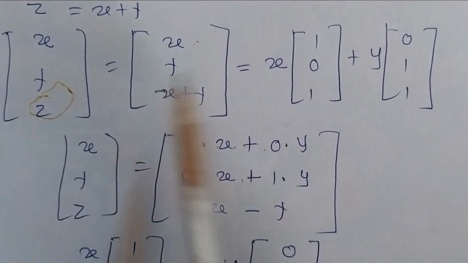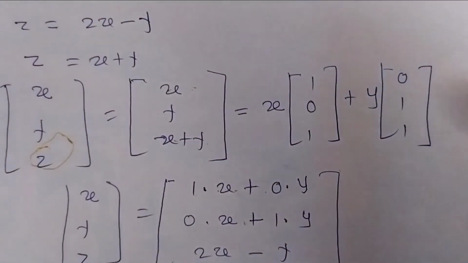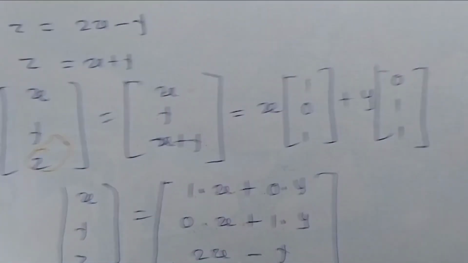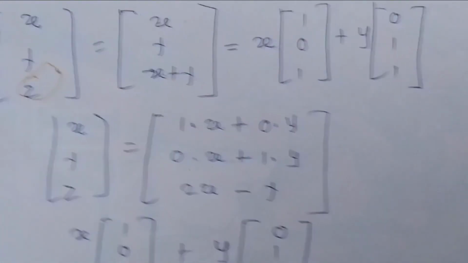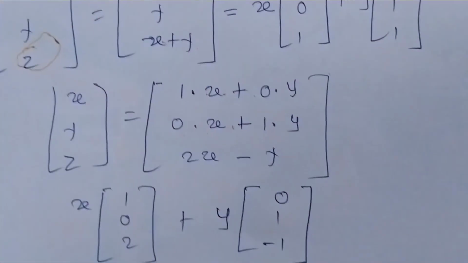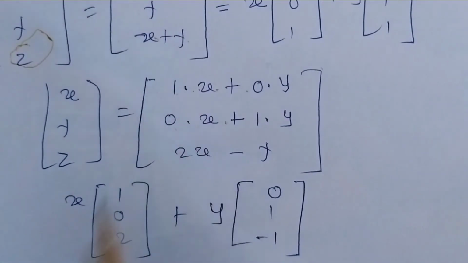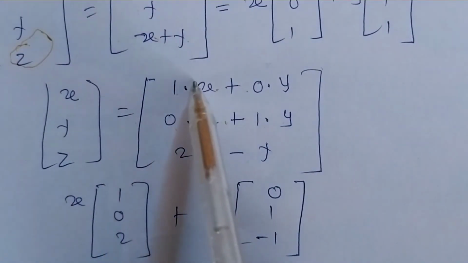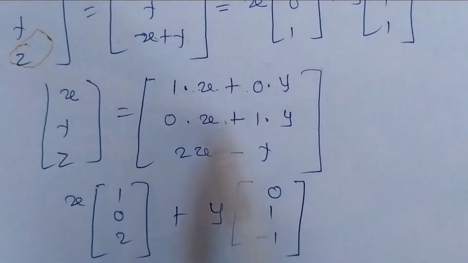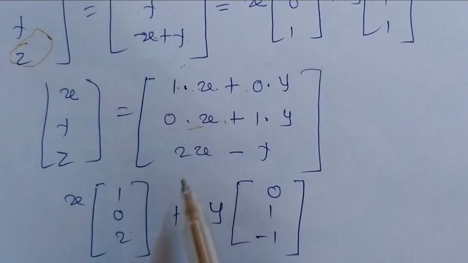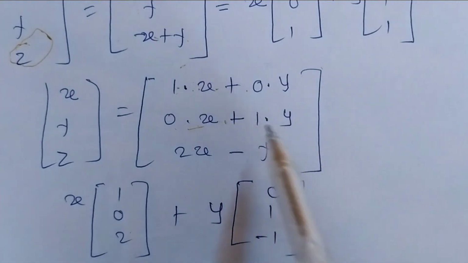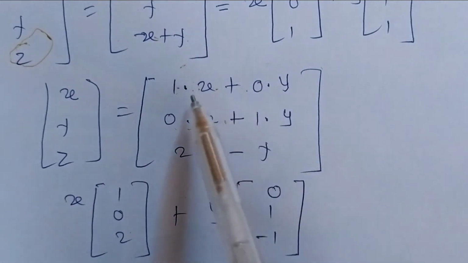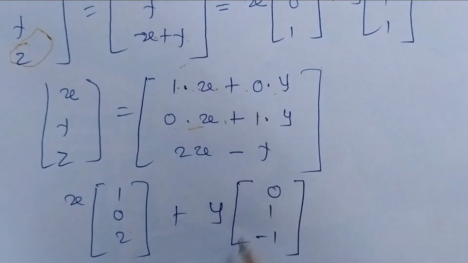We know the value of z from the equation is 2x minus y, so we can put this value in. Taking x common, that is 1, 0, and 2. Taking y common, that is 0, 1, and minus 1.